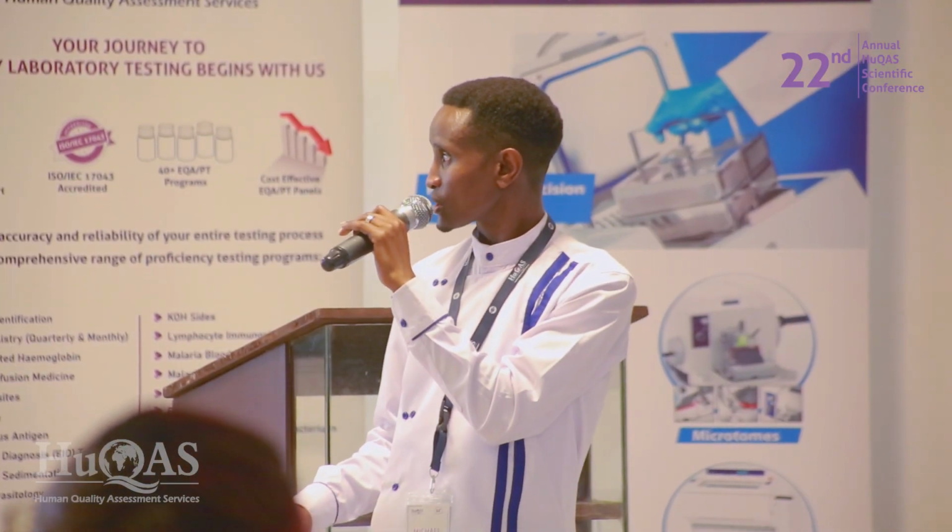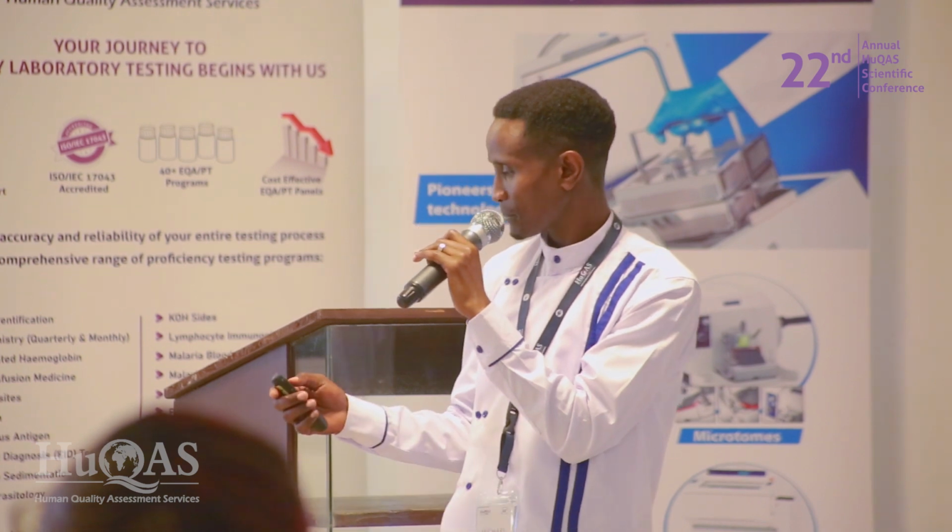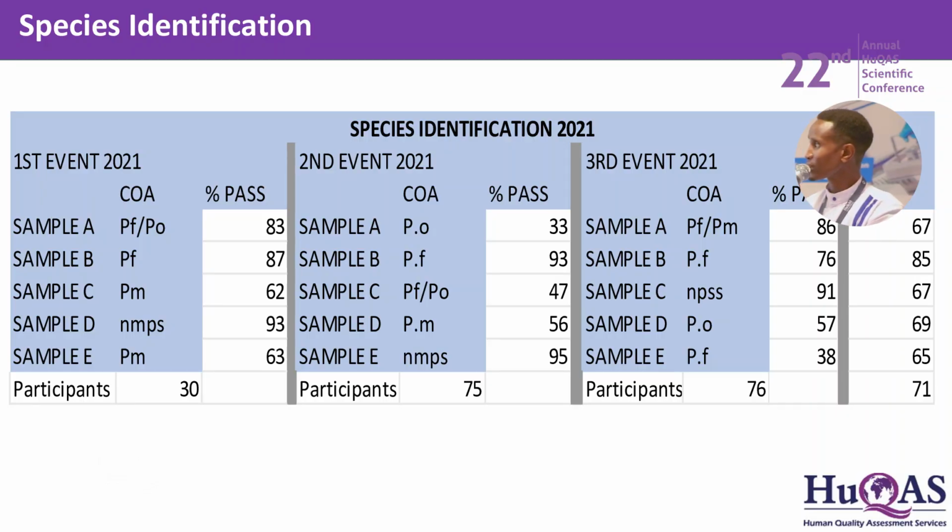Let's go to the year 2021. The participants who registered for the event in 2021 were 30 in the first event, 75 in the second event, and 76 for the third event 2021. The average score was 71%.